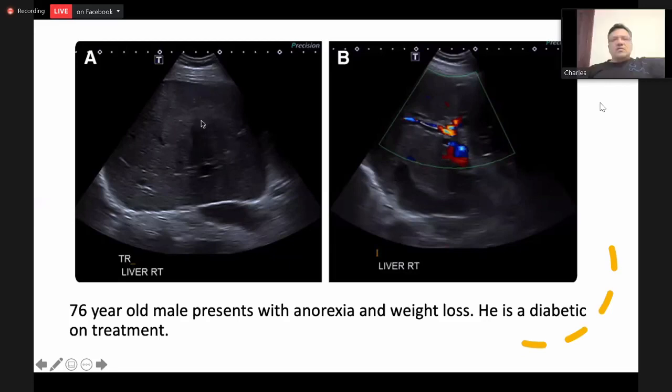Okay. You're seeing a heteroechoic lesion here. Very difficult to differentiate it from the surrounding liver. And when you put the Doppler, what are you seeing? What is this? The portal veins. This one? Portal vein or CBD?